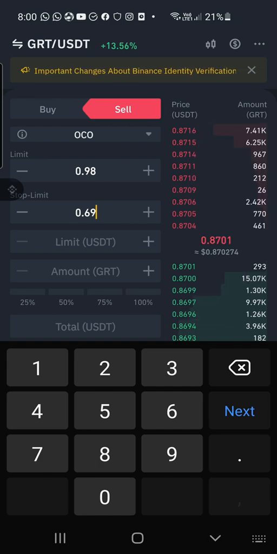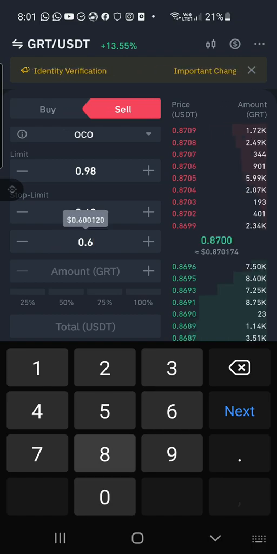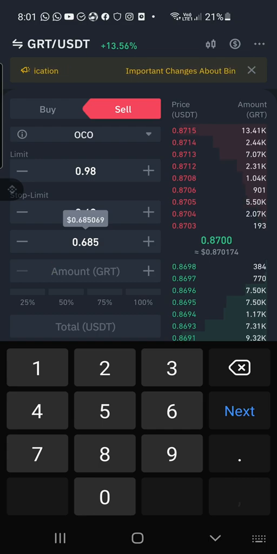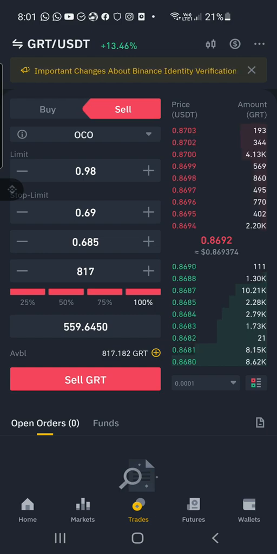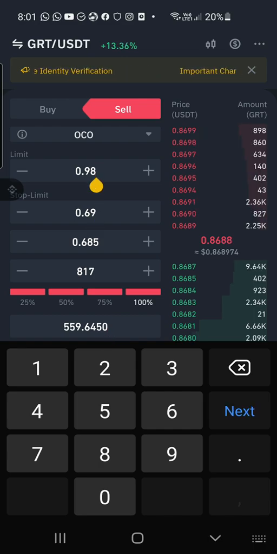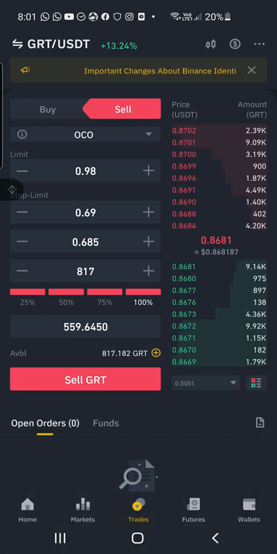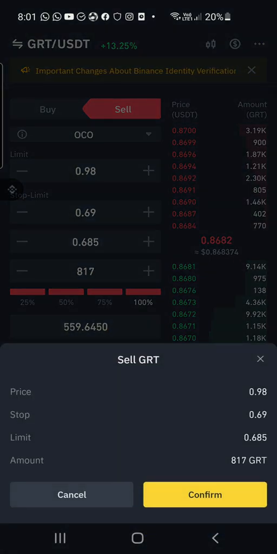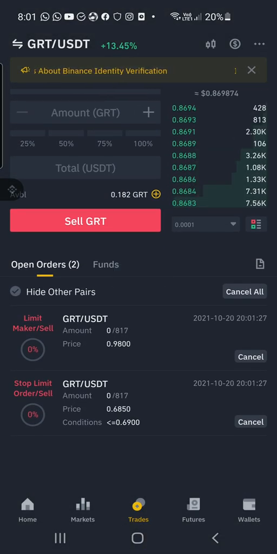But if we say that I tell Binance if it reaches 0.69, please sell it for 0.685. How much do I want to sell? 100% of my GRT. And here it will tell me how many dollars I'll get for it if it goes down to the stop limit, not if I take profit. So this will be lower than the amount of money that I bought it for in dollars. And then I click on sell GRT, confirm, and we'll have the two orders open right there.